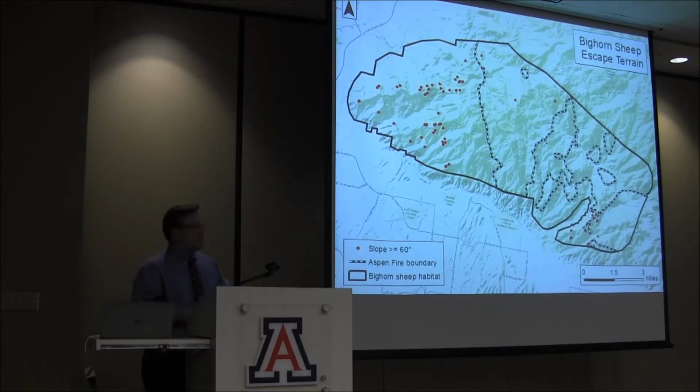My slope analysis identified 68 points within the Pusch Ridge Wilderness area that are suitable as escape terrain. As you can see, the high density of slopes is in the western half of the habitat, with the low density of slopes occurring within the fire boundary. This was my first indication that the fire might not have improved that much sheep habitat.